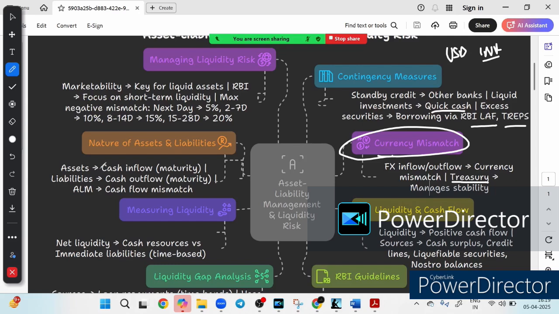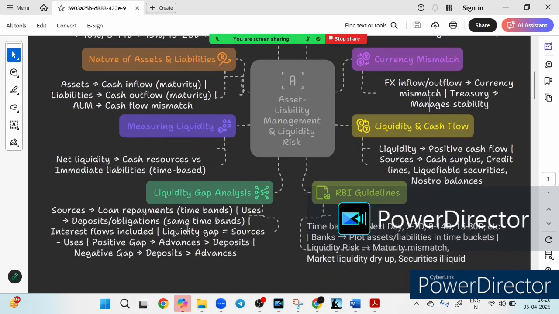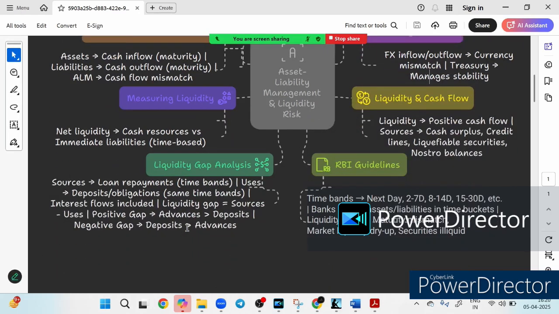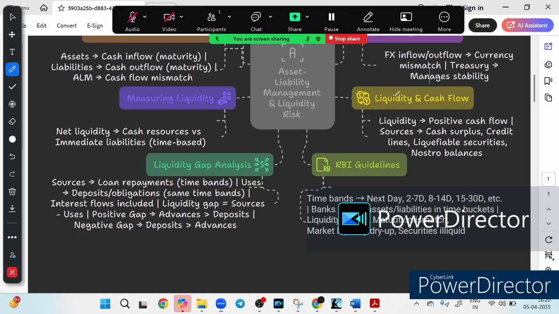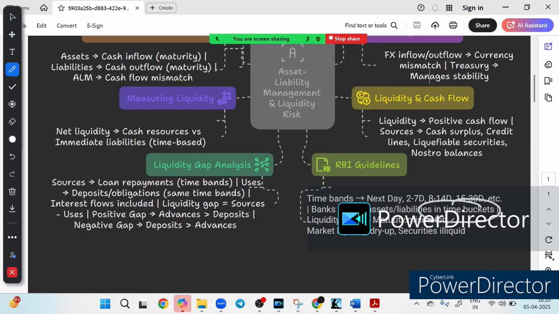And what is the RBI guideline? RBI ensures that banks follow a strict liquidity management rule, right? Banks must organize their assets and liabilities into time buckets. I told you earlier that banks have to organize the assets and liabilities in terms of time buckets, right? And monitor maturity mismatch more closely. Why? To prevent market liquidity dry up and for illiquid security issues.